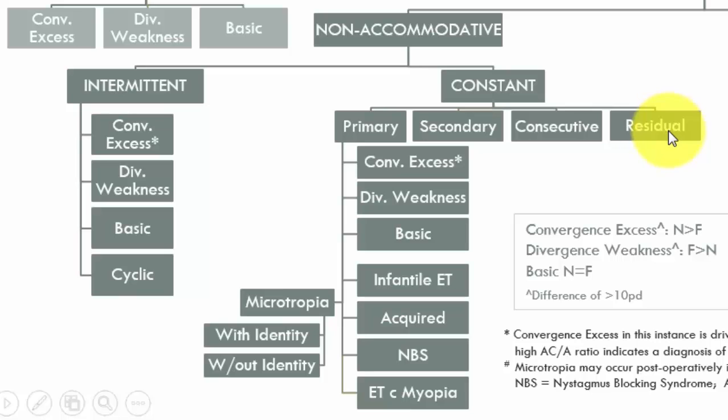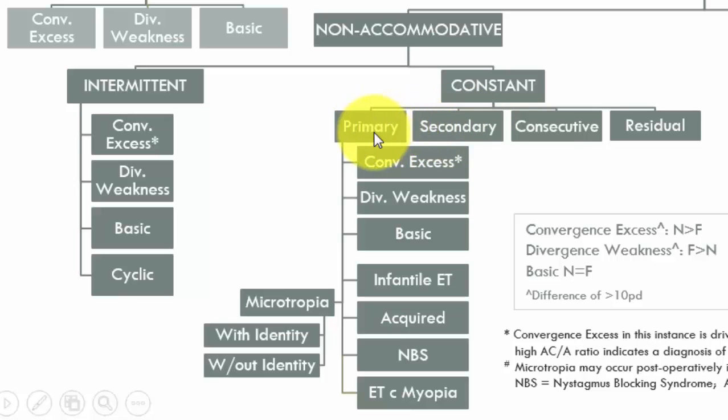So, as with exodeviations, a residual deviation is where we have an esodeviation and post-operatively there continues to be an esodeviation. There's a residual esotropia. Consecutive, the patient had an XT originally and then post-operatively the patient now has an esodeviation. Secondary, a secondary esodeviation is where we have a patient who has lost visual acuity, has pathology of one eye, and that eye has now become esotropic.